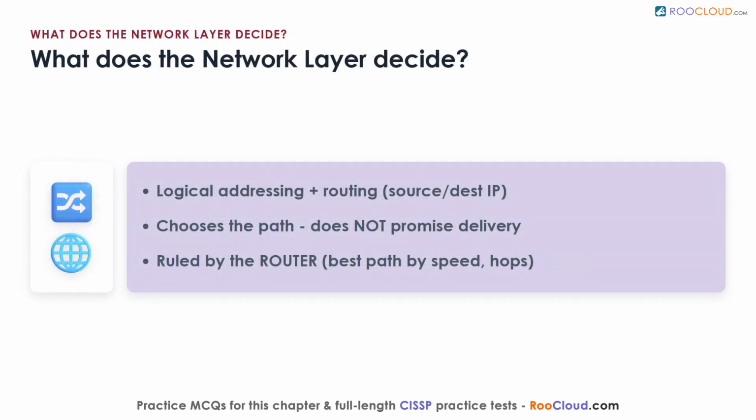What does the network layer decide? It handles logical addressing and routing. Logical addressing means an address assigned by software rather than burned into hardware, and the header here carries the source and destination IP addresses. This layer chooses the path but does not promise delivery. The device that rules this layer is the router. A router reads the destination IP address and picks the best path by speed, hop count, and preference, using its routing table. Picture a dispatcher choosing the fastest route for each delivery truck based on live traffic.